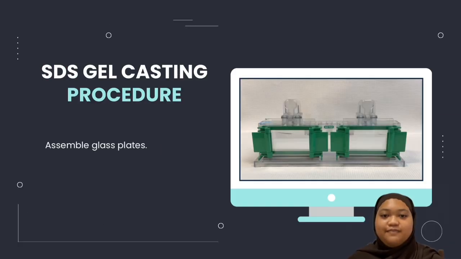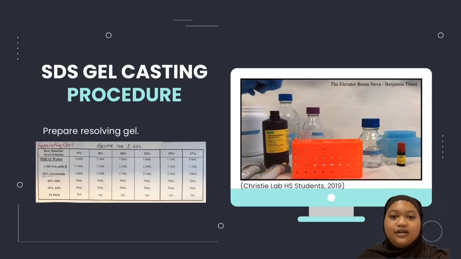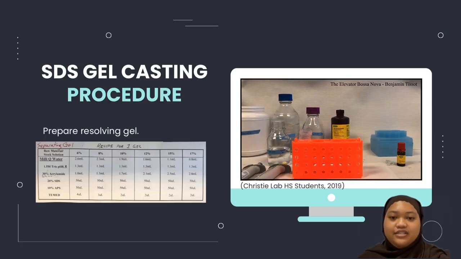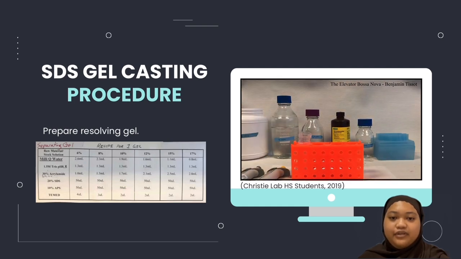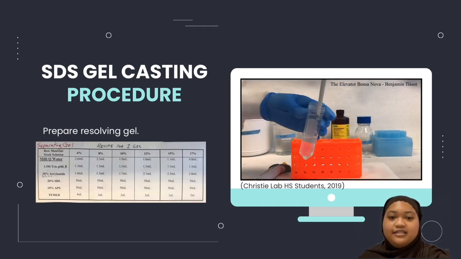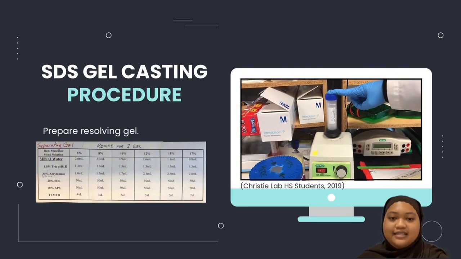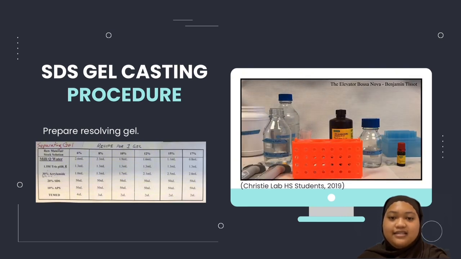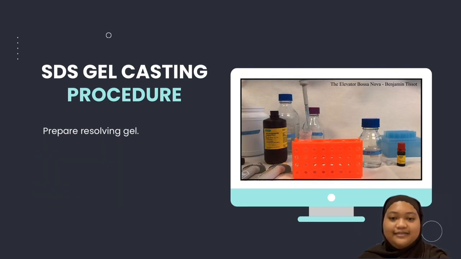Firstly, clean glass plates are assembled with spacers to form a gel casting chamber. The resolving gel solution, containing acrylamide, Tris-HCl buffer with pH 8.8, SDS, ammonium persulfate (APS), and TEMED, is then prepared. APS and TEMED are added last as they initiate the polymerization reaction.